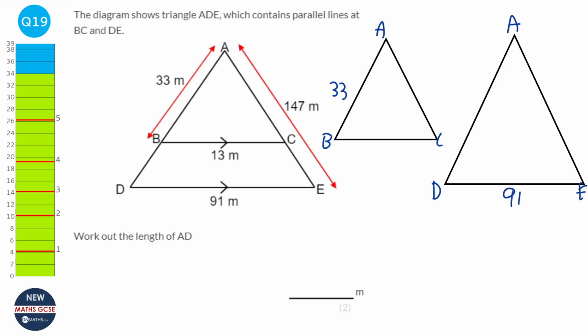And we've got the 91 there, and we've got 13 there, and then we've got 147 here. I think that's all. And we're asked to find length AD.